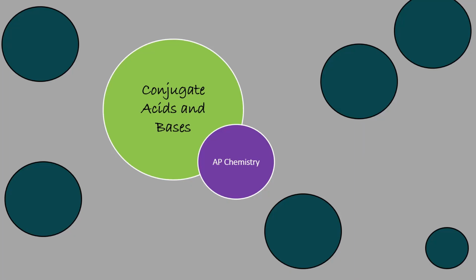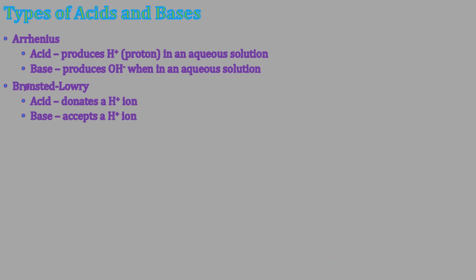This video is going to be about conjugate acids and bases. So this is review from first year chemistry, maybe, hopefully. All right, so types of acids and bases. We have the Arrhenius acid and base, and we have the Bronsted-Lowry acid and base. So the Arrhenius definition was come up with before Bronsted-Lowry, and their understanding of acids and bases was simpler.